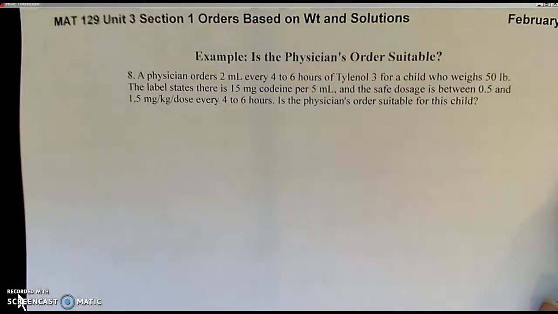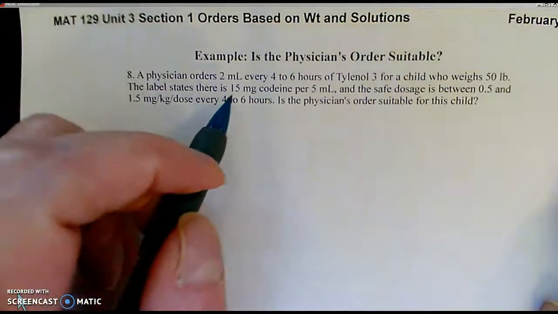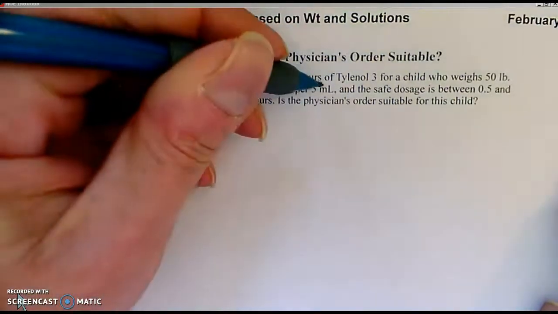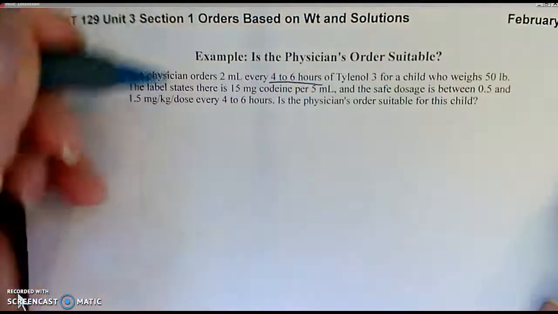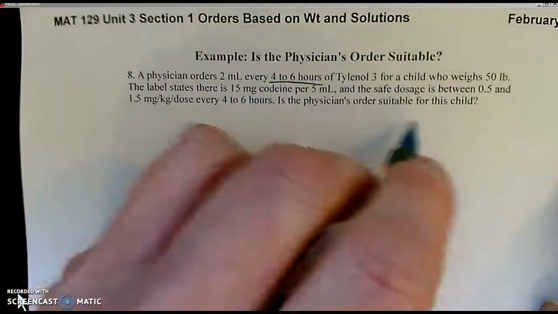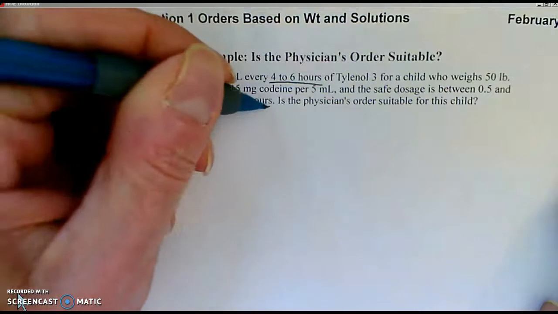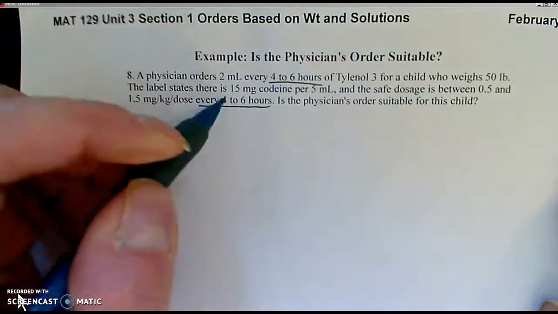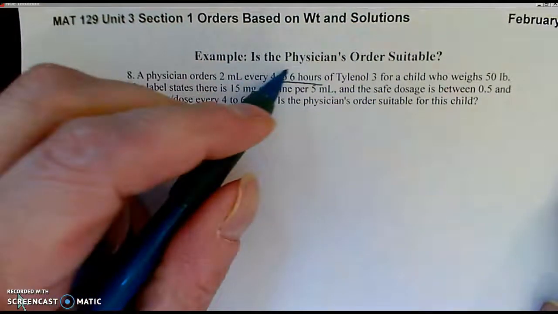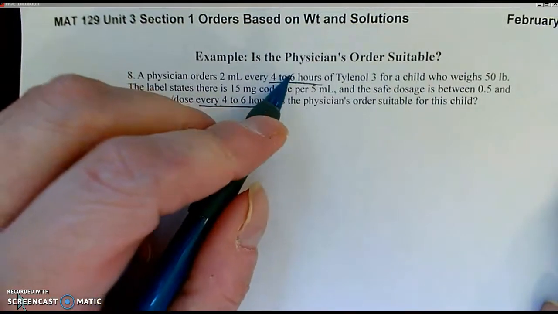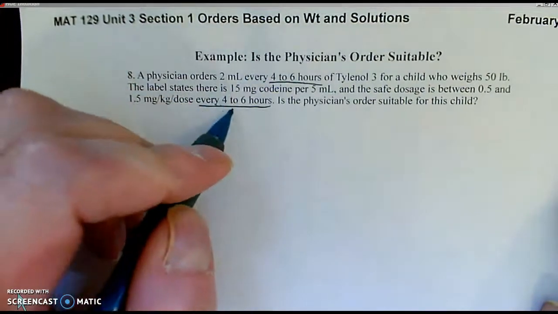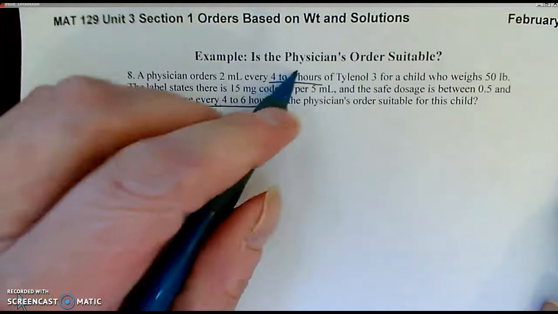So the first thing we need to look at is, there's so many things going on here. So let's look at the frequency. The frequency of the order is every 4 to 6 hours. And the safe dosage is also given as every 4 to 6 hours. So you don't have to worry about the minimum of 4 and the maximum of 6, because the order frequency and the safe dosage frequency are the same.